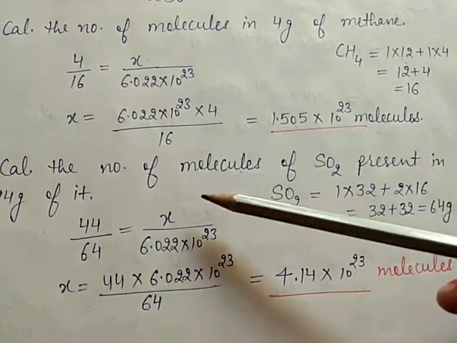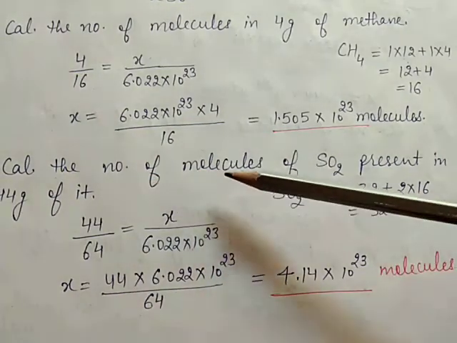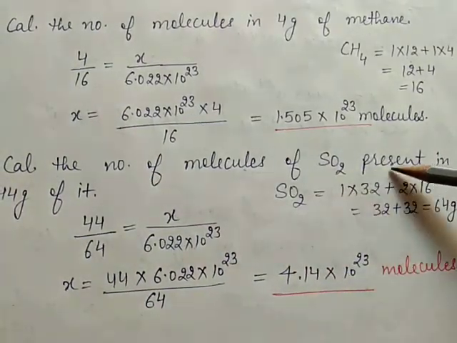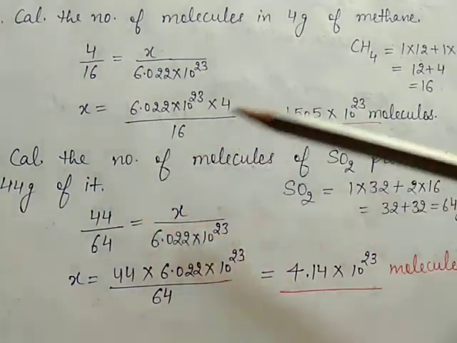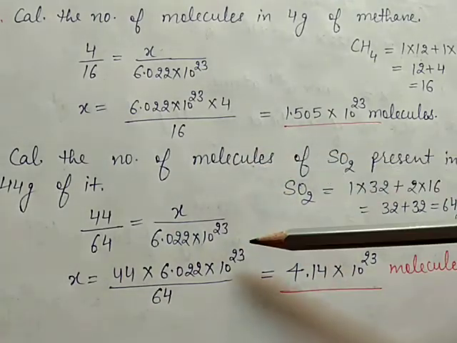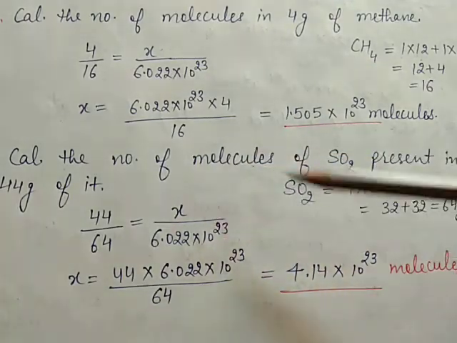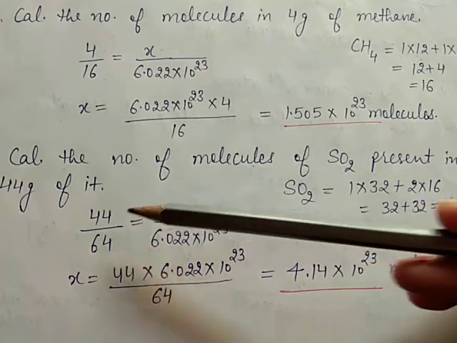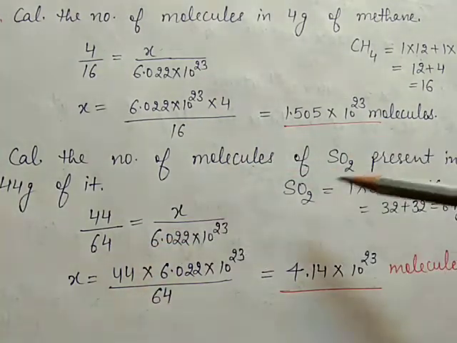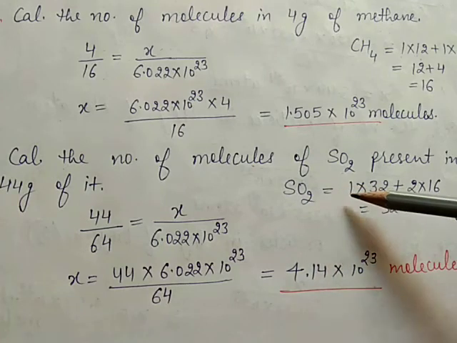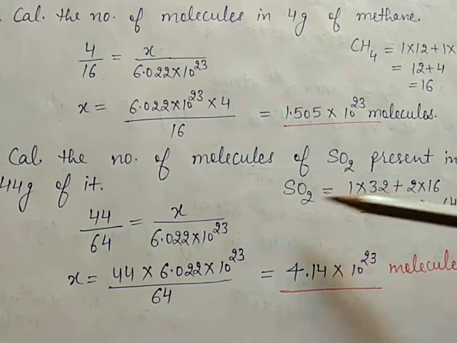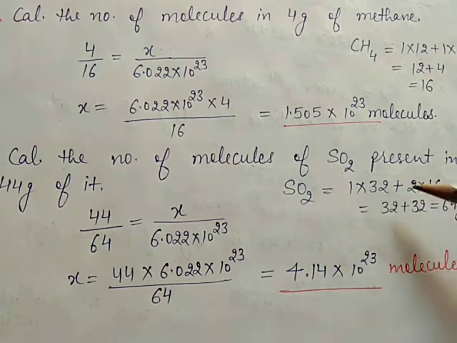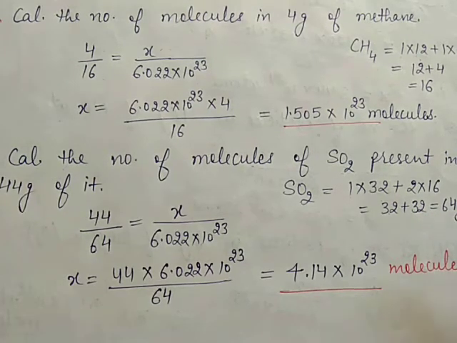Now the next numerical is calculate the number of molecules of SO2 present in 44 gram of it. Here we have to calculate again number of molecules. First of all, given mass is 44 gram and we have to calculate molar mass of SO2. 1 atom of sulfur multiply atomic mass of sulfur is 32 plus 2 multiply atomic mass of oxygen is 16, that is 32 plus 32, 64 gram.